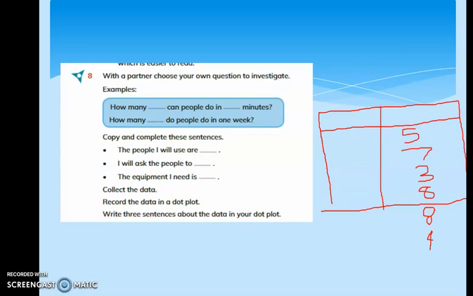Then you can record 3 observations in your notebook.